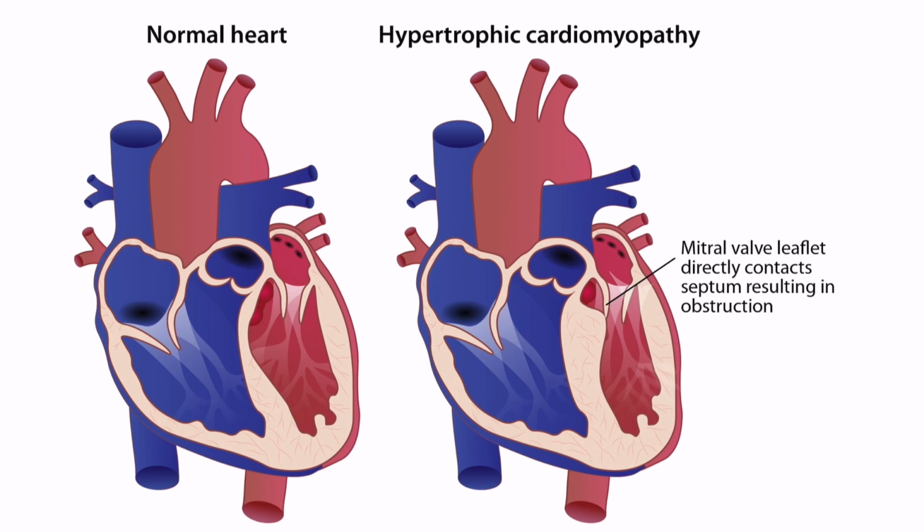On the left is a normal heart with appropriately sized chambers. On the right, note the enlarged or hypertrophied interventricular septum. Notice how this hypertrophy creates an obstruction on the left ventricular outflow tract, which impairs cardiac output and leads to the clinical features seen in this disorder.